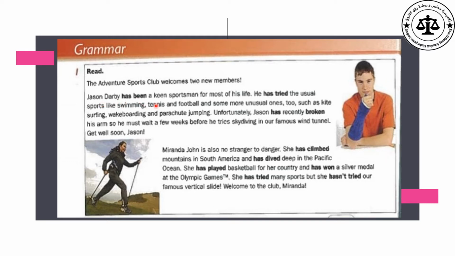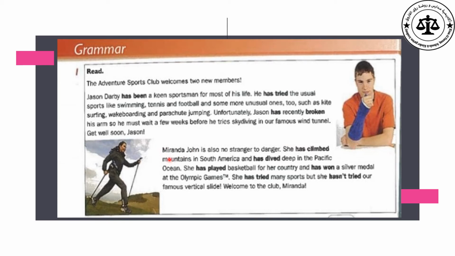Jason Darby has been a keen sportsman for most of his life. He has tried the usual sports like swimming, tennis, football, and some more unusual ones too, such as kite surfing, wakeboarding, and parachute jumping. Unfortunately, Jason has recently broken his arm, so he must wait a few weeks before he tries skydiving in our famous wind tunnel. Get well soon, Jason. Recognize the form of the present perfect here.